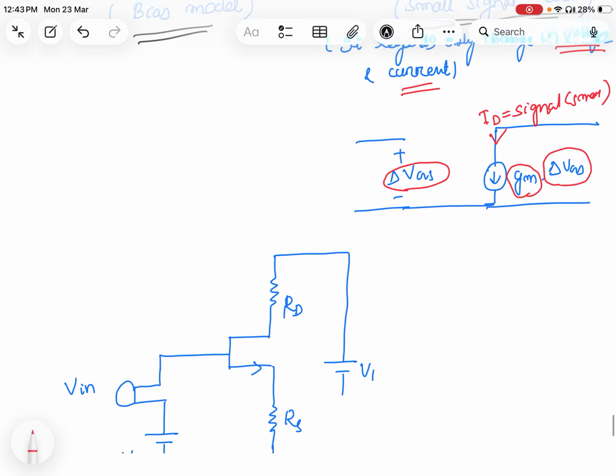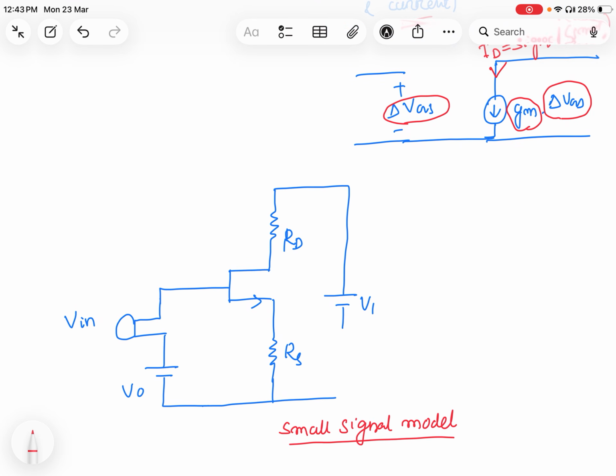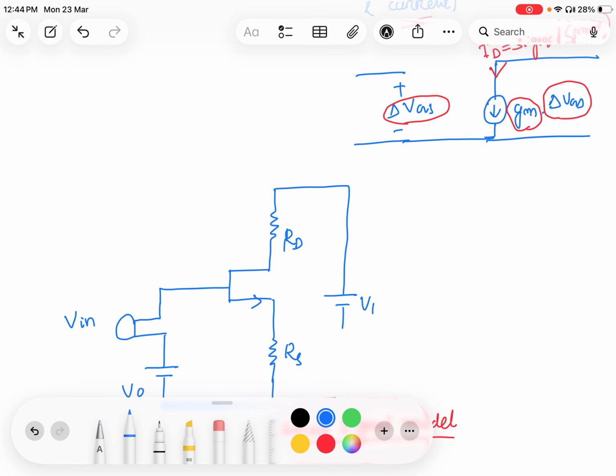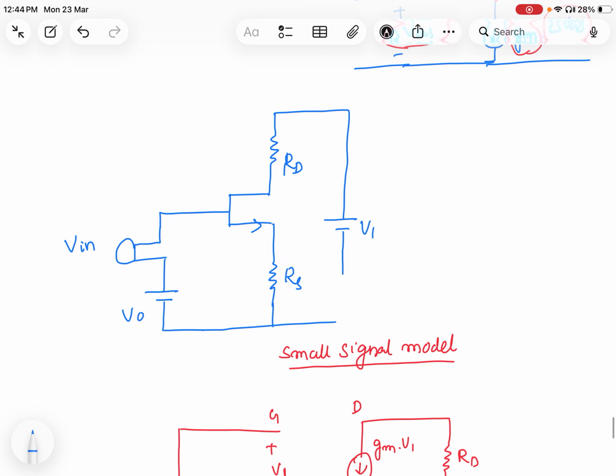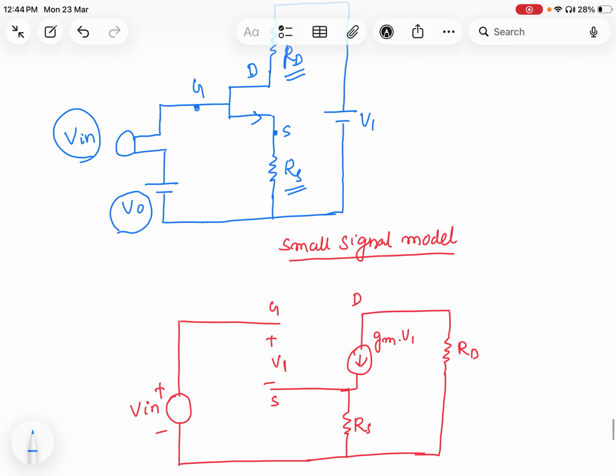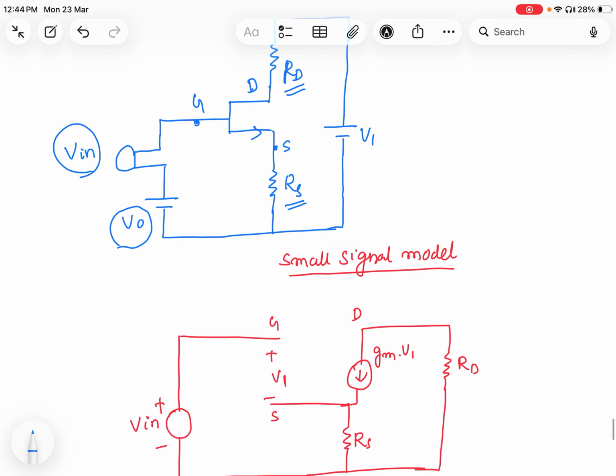Okay, so now I want to draw the small signal model of this particular circuit. You can see here this is your bias voltage, this is your signal. I have a gate here, a source here, and a drain here. To the drain, resistance RD is connected, and to the source, resistance RS is connected, and the input side voltage is V1. If we want to draw its small signal model, then I will have to draw like this.